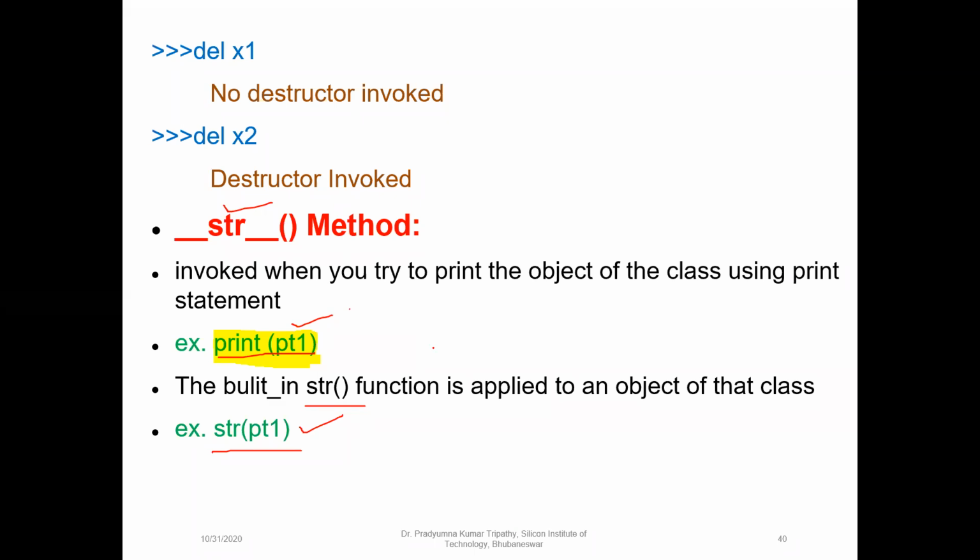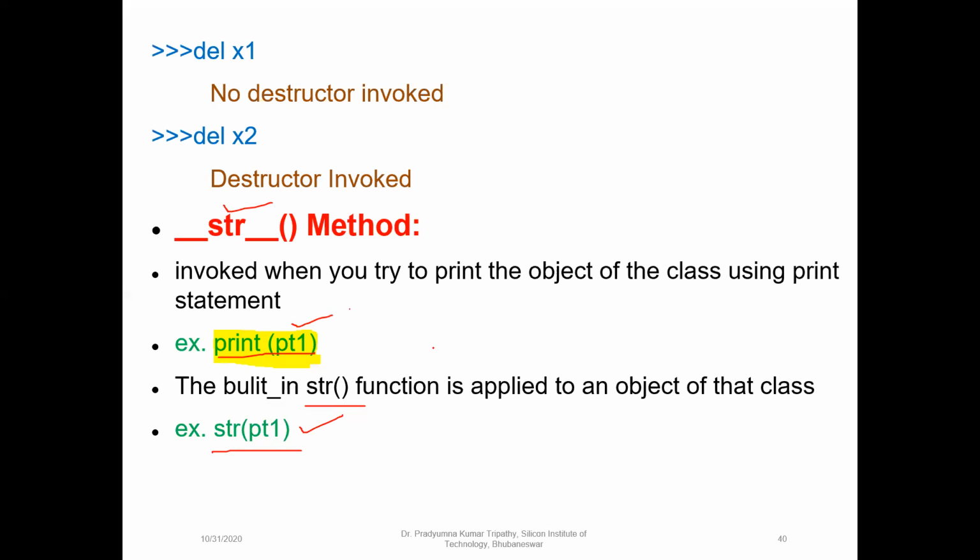In both cases, it will give the data members and member functions that are defined in the class. Yes, both outputs are the same. The first one says that when you write pt1 or the object name, str is called automatically. The second one says I am calling the str function by passing the object as an argument. So both will give the same output. The first one says that even if you have not mentioned it, it will automatically call str.